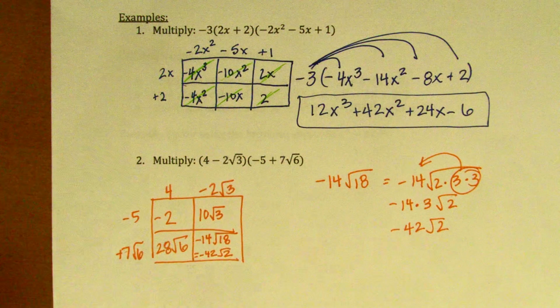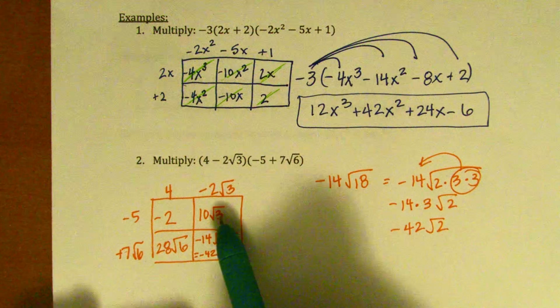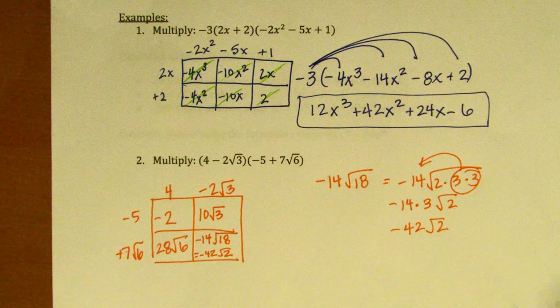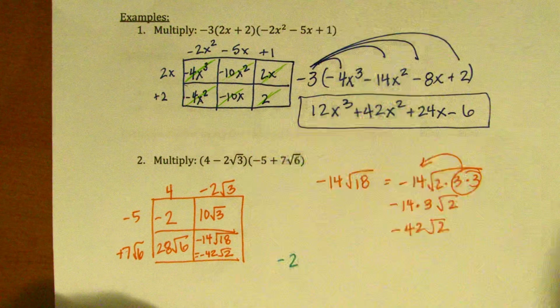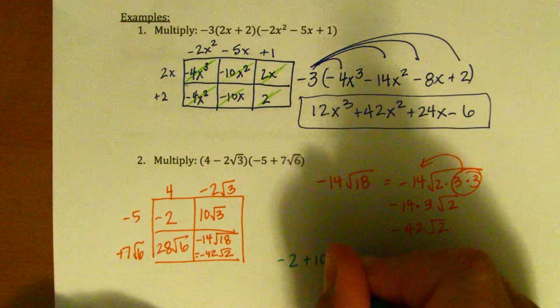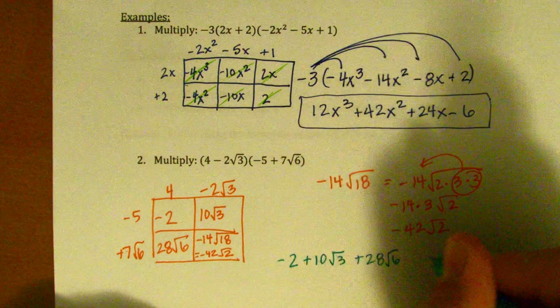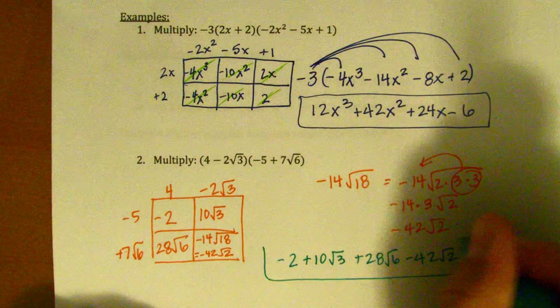Now again here, if we have any like radicals, we want to combine them together. But here I have a square root 3, here I have a square root 6, and here I have a square root 2. I don't have any like radicals. So writing out my answer is just listing all of these out, and it doesn't matter the order. And that would be our answer.